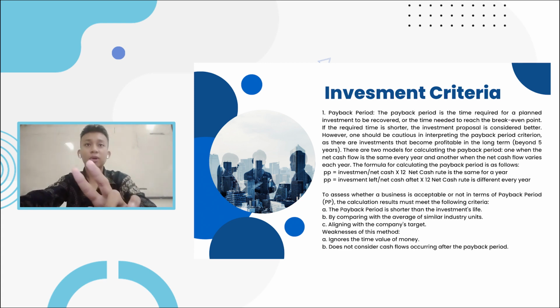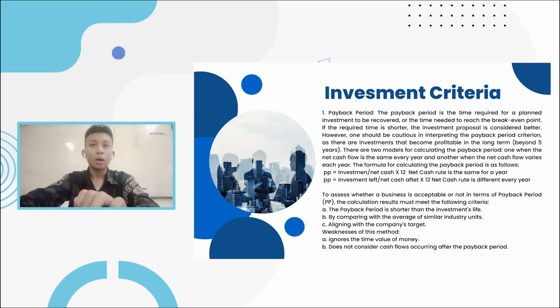There are two models for calculating the payback period. One, when the net cash flow is the same every year, and another when the net cash flow varies each year. The formula for calculating the payback period is as follows. PP equals investment divided by net cash flow times 12, if net cash flow is the same every year. PP equals investment divided by net cash flow times 12, if net cash flow is different every year.